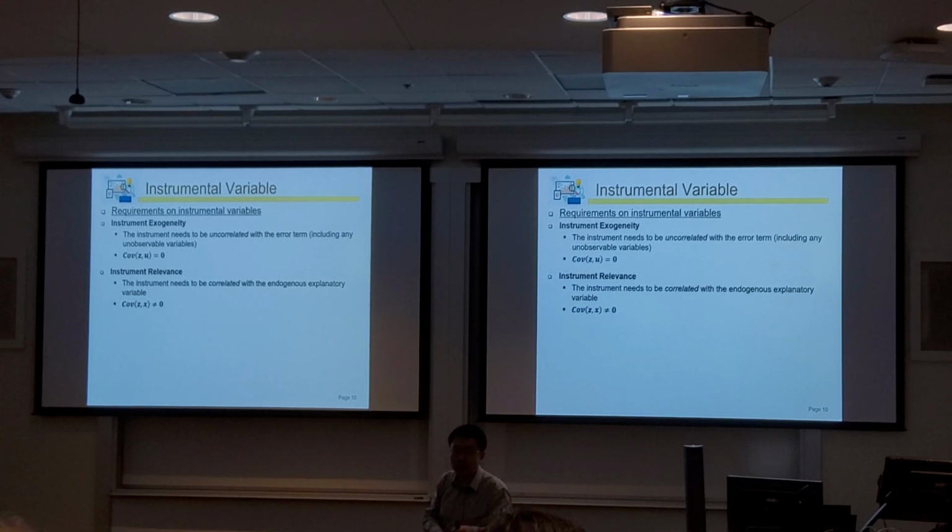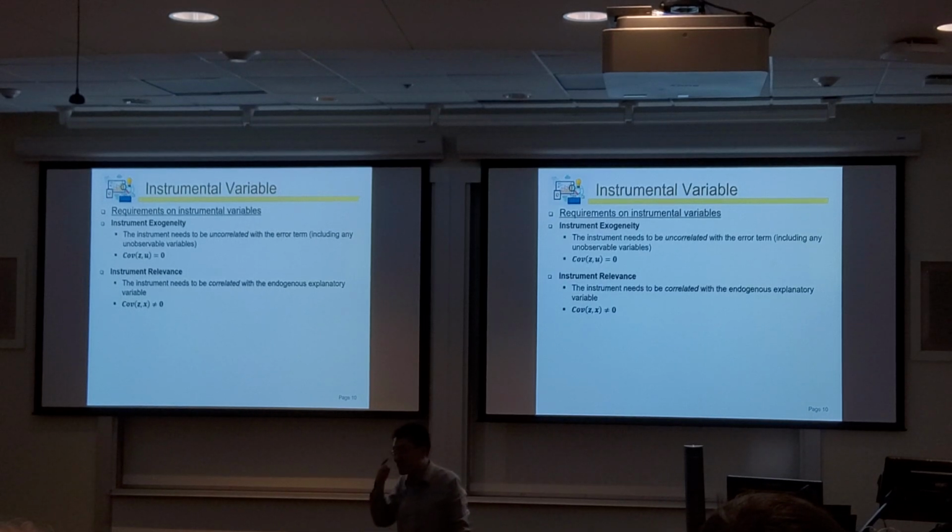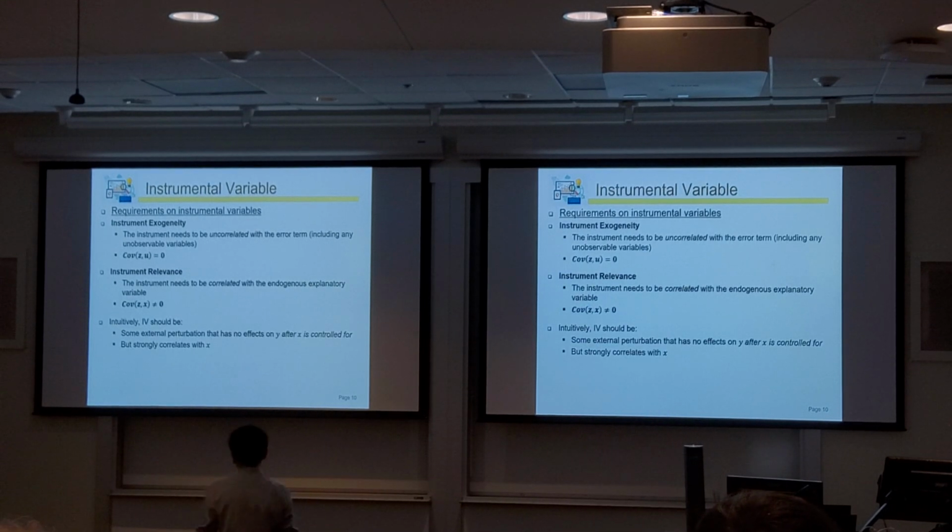The relevance requirement means that this instrumental variable has to be correlated with the endogenous x variable. These two requirements need to be satisfied at the same time in order for a variable to be a valid IV: exogeneity and relevance. All right? They often contradict each other. That's why it's hard to find a good IV.